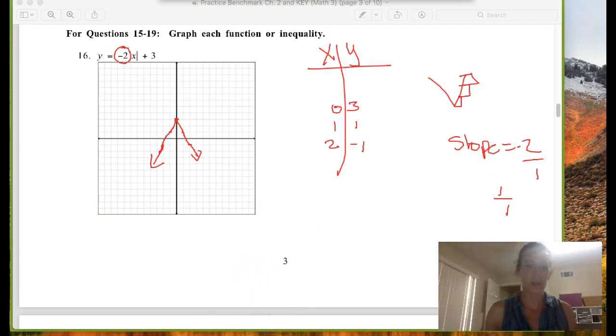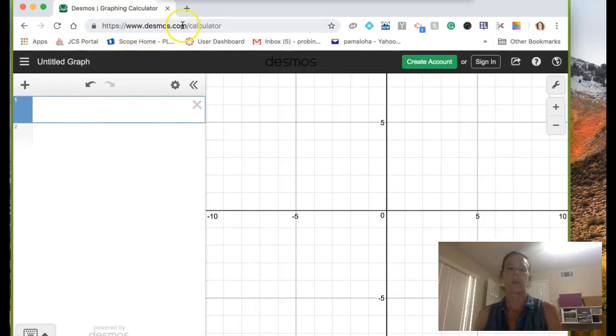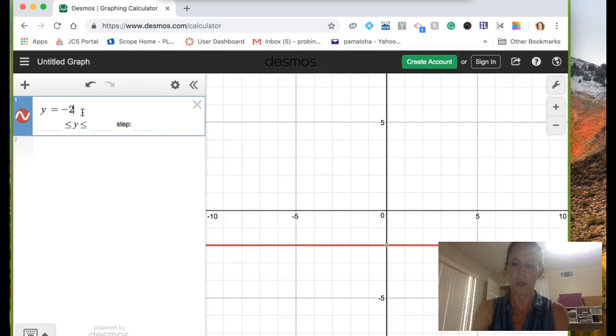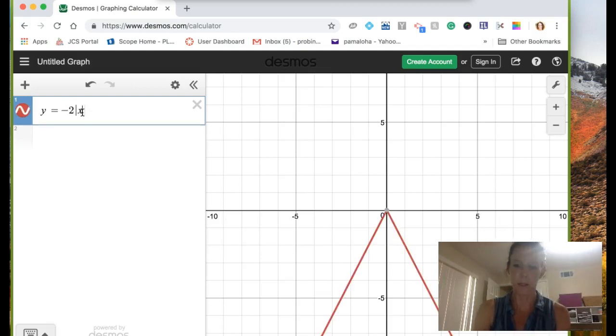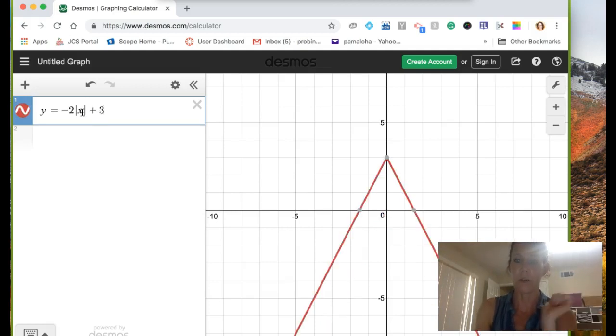So just plot a few points. Another great thing to do is use Desmos.com, just to check your graph. I'll pull that up, hold up. Okay, if you go to Desmos.com, this is a great grapher. You can just type in y equals, and I just use the little straight bar on my grapher. Oh, whoops, negative 2 times the absolute value of x, and then plus 3. And you can see when I push in plus 3, it shifts it up. So there it is, the absolute value of x. Plus 3 shifted it up 3. And that double checks our graph.